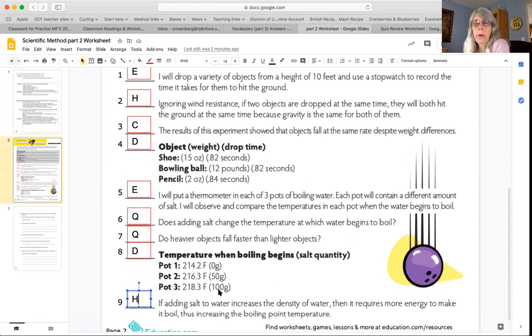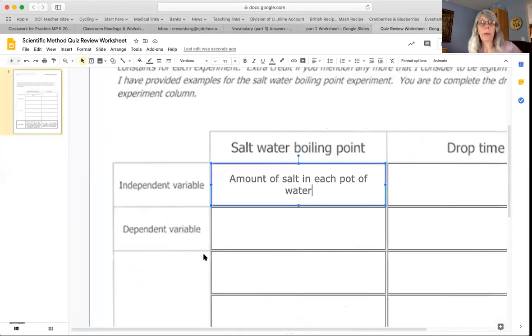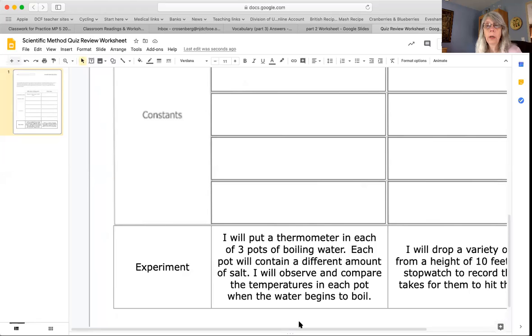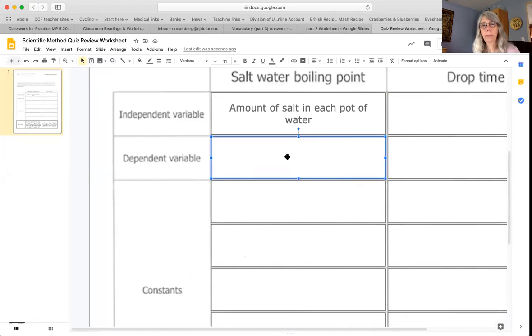0 grams, 50 grams, or 100 grams of salt. All right. Up to me. Dependent variable. What do I think is going to change? The temperature in each pot when the water begins to boil. All right. That's what I'm looking for.